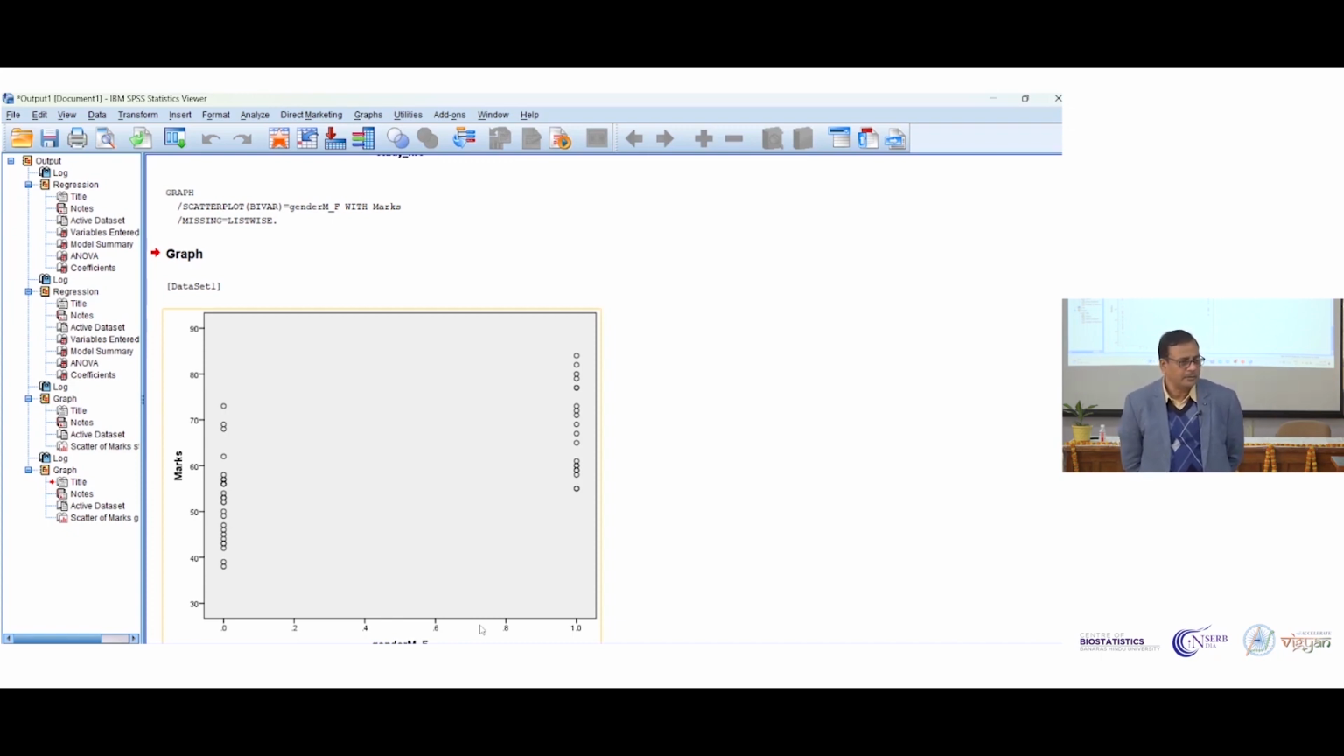Marks, in brackets y, equals beta naught plus beta 1 attendance, in brackets x1, plus beta 2 study hours, in brackets x2. Leave x3 for now. It is a multiple regression model.